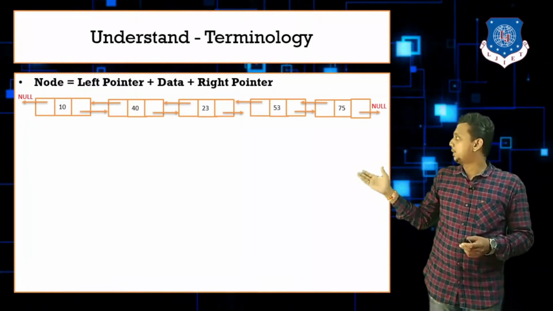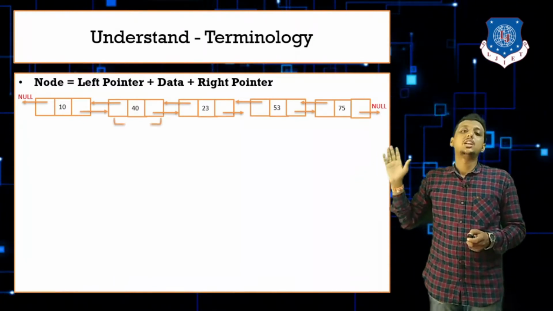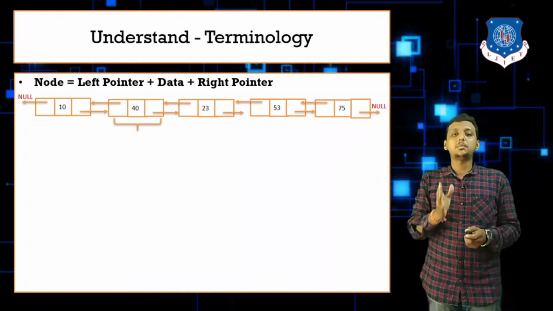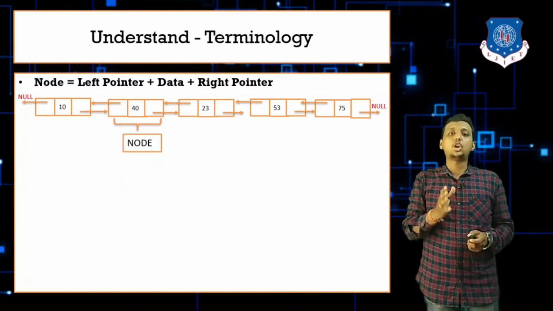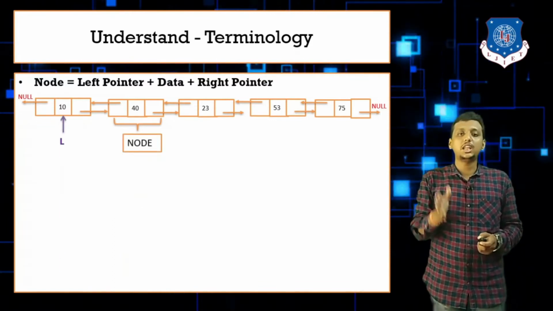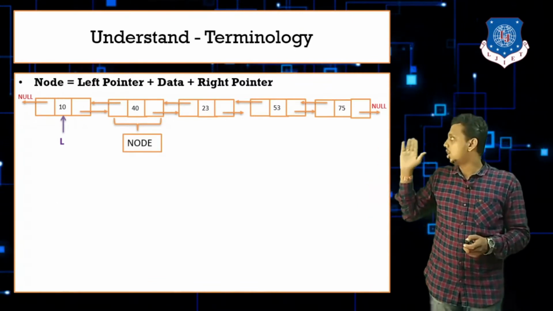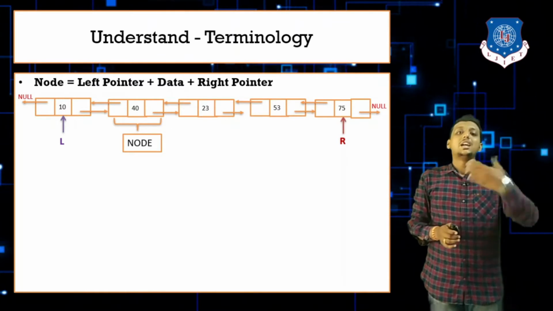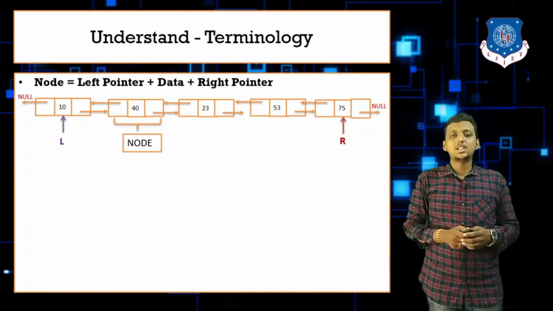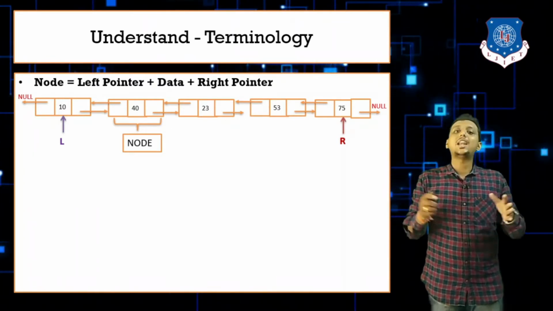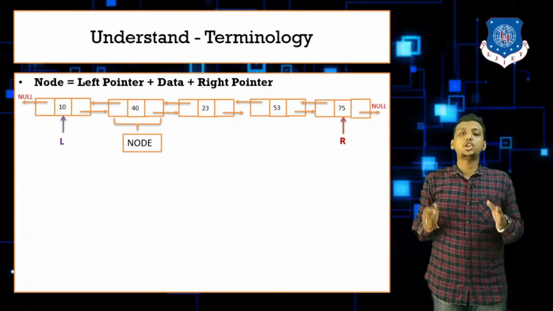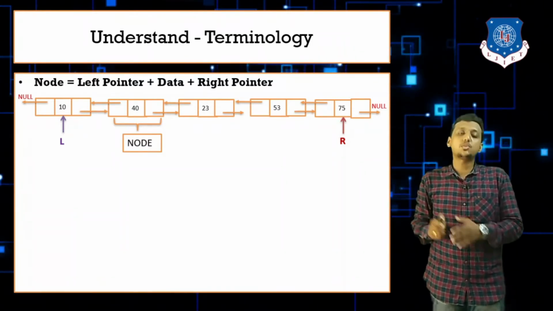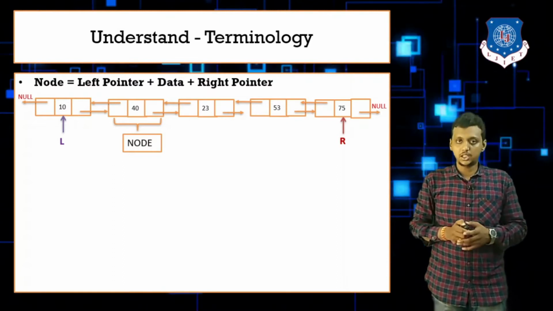If we have this particular doubly linked list, then 40 is a node of the doubly linked list because it contains two things: 40, and two different pointers, one on the previous side and one on the next side. The previous side pointer is known as LPTR and the next side pointer is known as RPTR. Students, L and R are the pointers pointing to the leftmost node and the rightmost node of the doubly linked list respectively.